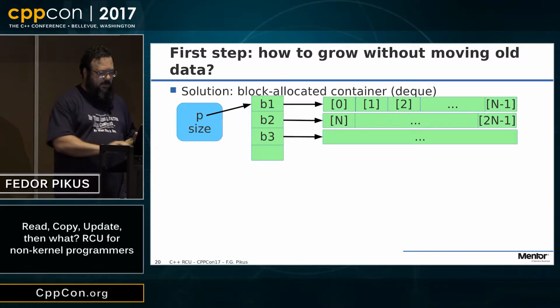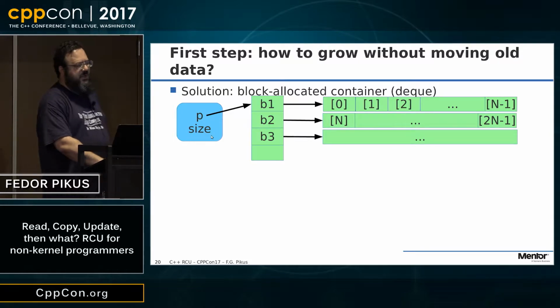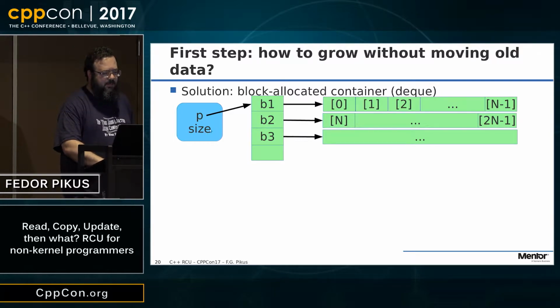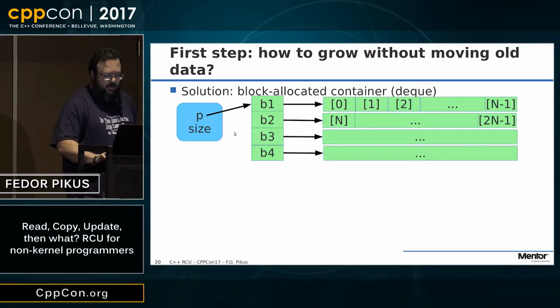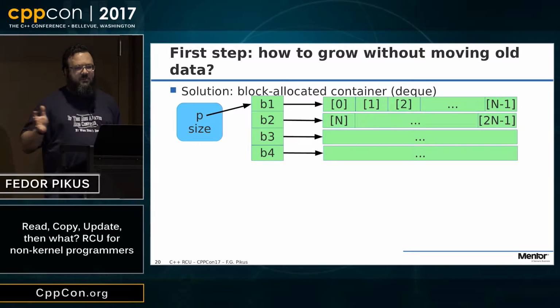The reference block, this block of memory over here, has pointers to the data blocks. The container has a pointer to the reference block and has a size. That's how many elements I actually have alive. It has capacity too, but we're interested in the size. So if you want to grow it, you just allocate another data block, add a pointer to the reference block, and you got it without moving any data. You didn't move any of the existing data, all your pointers are valid, everything's fine.